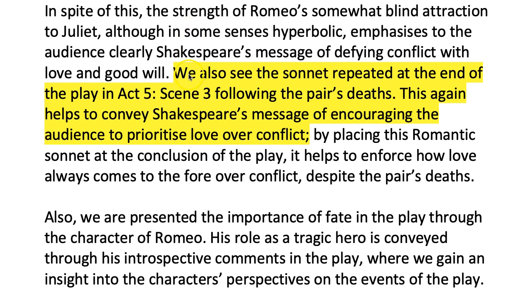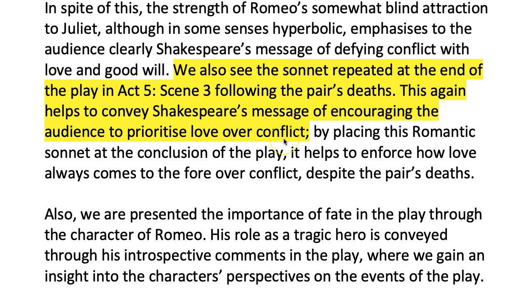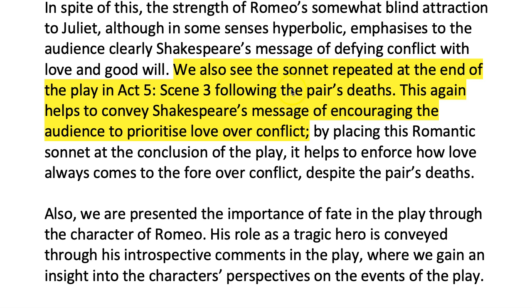Right, here is another place that Thomas deals with the ending. "We also see the sonnet repeated at the end of the play in Act 5, Scene 3, following the pair's deaths. This again helps to convey Shakespeare's message of encouraging the audience to prioritise love over conflict." So what he's getting at here is that the sonnet form is a love poem, and by deliberately placing this visible indication of love at the end of the play, Shakespeare suggests that love will conquer all, and we, the audience, must prioritise love over any kind of conflict in our lives.